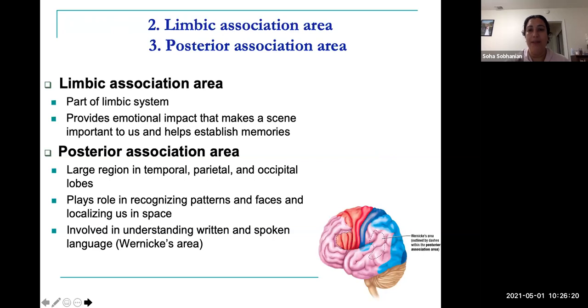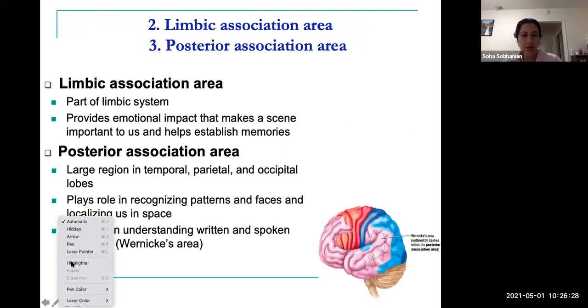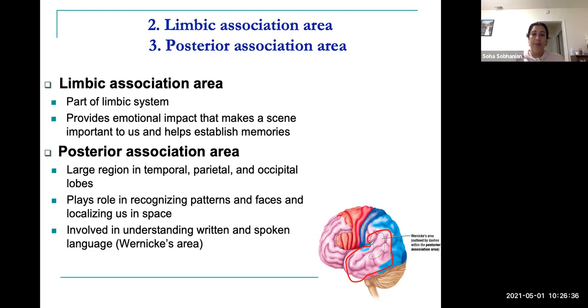Okay. Posterior association area is basically what you see here as this whole area depicted in pink. And this area is important in terms of you recognizing faces, patterns, where you are located in terms of your environment. And they also have a specific area, which is what I highlighted with the dashed line here, called the Wernicke's area.